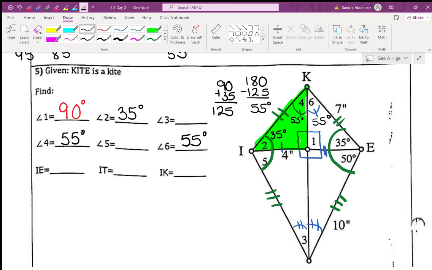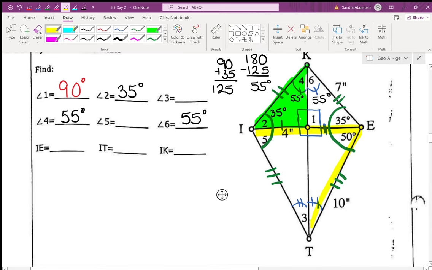Now I'm going to jump to angle 5. For angle 5, I'm using the big triangle ITE. Once again, in that big triangle, aren't the legs congruent? If the legs are congruent, what else are congruent? Legs are congruent, then? Good. Base angles are congruent. So that means angle 5 has to be how many degrees? 50 degrees.